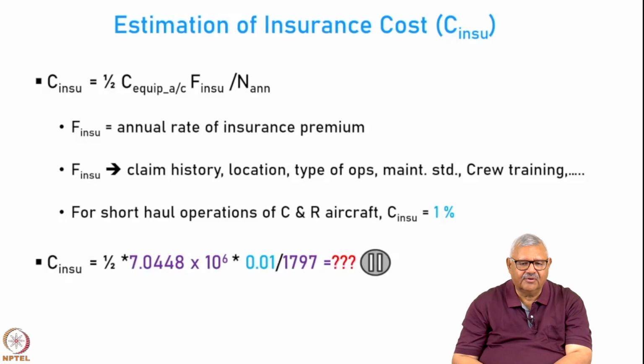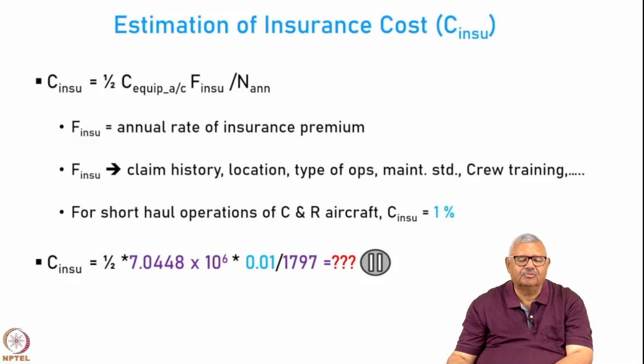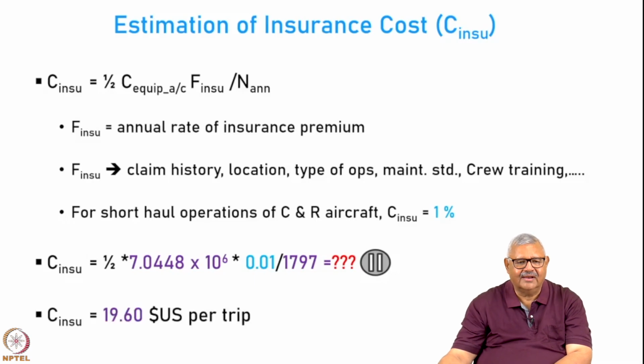Okay. So, therefore, the cost that has to be borne by the airline per every trip would be on the book value, which is half of the total cost. We have to pay 1% interest, and that comes out to be $19.6 US per trip.